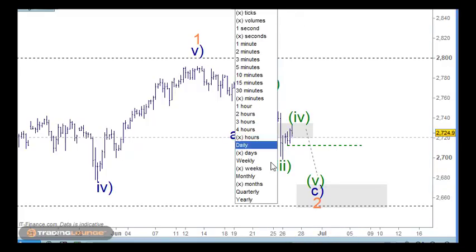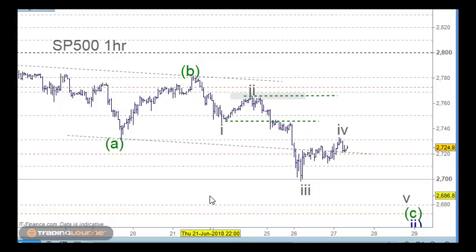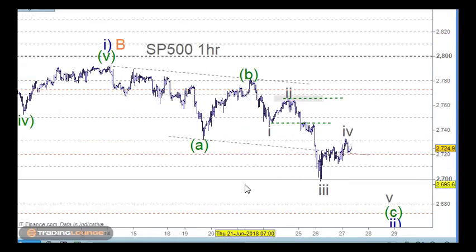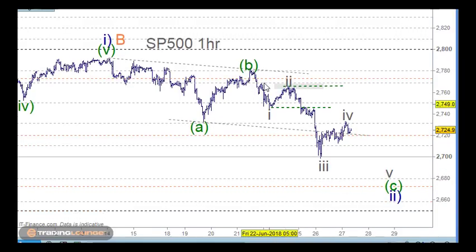And if I just cut through to the 1 hour chart here, it's the same. This is how I've had it counted before. Still, this is wave 1 here, an A wave here, B wave here, and C wave here. I've just come out 1 more degree, that's all.